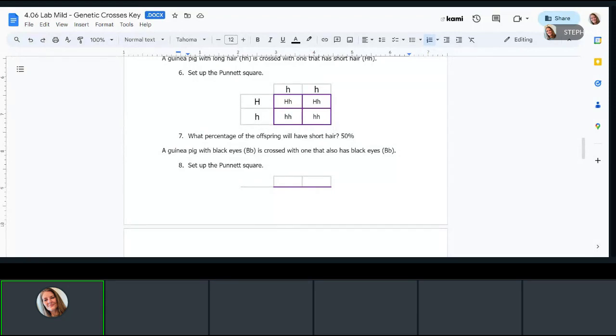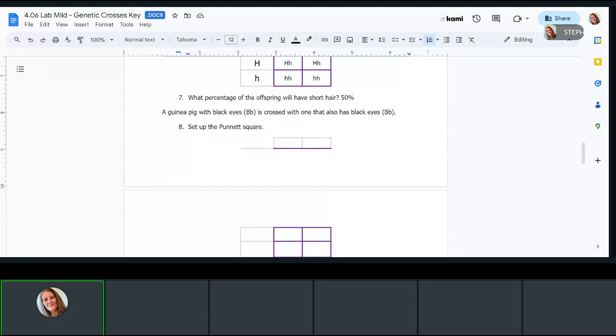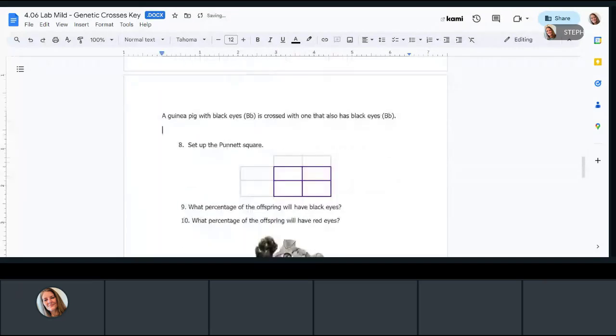So those of you watching the recording, to continue on with this, the next one we're looking at is black eyes. So we have black eyes with the heterozygous big B, little b, and then a parent who has another heterozygous big B, little b. So to fill in the Punnett square, we would go big B, just like we did the other ones.